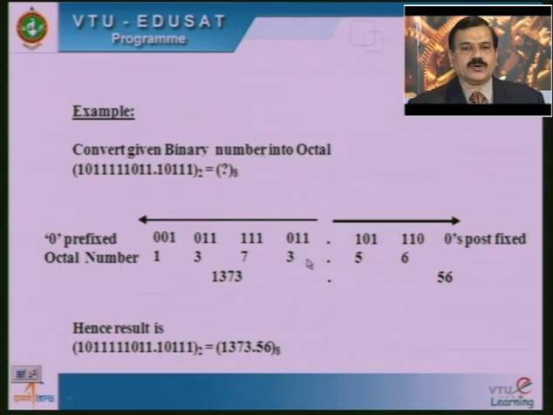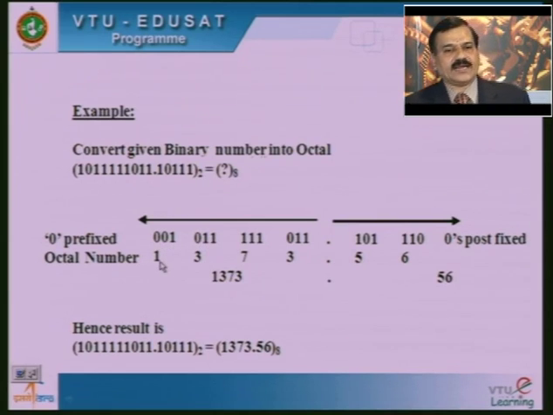Then we evaluate 0 1 1 as equal to 3, because the LSB of 0 1 1 gives 2 to the power 0 into 1, plus 2 to the power 1 into 1, plus 0. If you add, the sum is 3. Similarly, 1 1 1 we can decode as 7, 0 1 1 as 3, and 0 0 1 as 1.